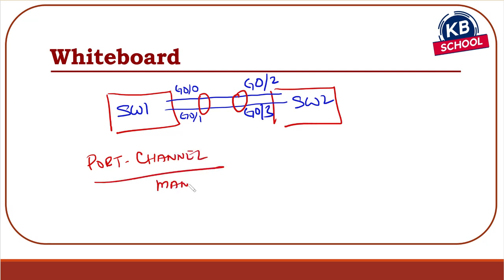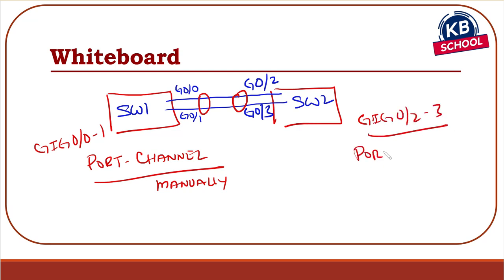Manually. So I do the same thing on the other side. If I do it manually on one side, I need to set the same thing manually over here. Over on switch 1, I'll say gig 0/0 and 0/1 are part of an EtherChannel. Over here, I'll say gig 0/2 and 0/3 are part of the EtherChannel manually.